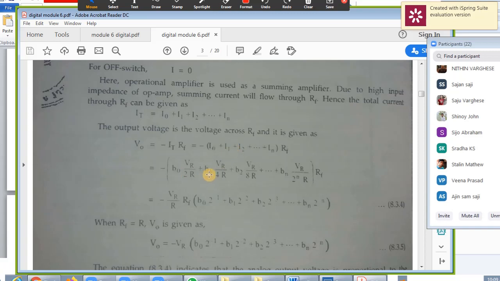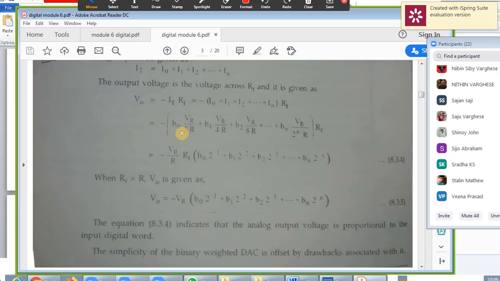Similarly, I1 we can write as B1 into VR divided by 4R. I2 we can write as B2 VR divided by 8R. It will go up to In, so In is Bn VR divided by 2^n R, into RF. For all these values, VR by R and RF are common. So we can take these three terms outside: minus VR by R into RF.